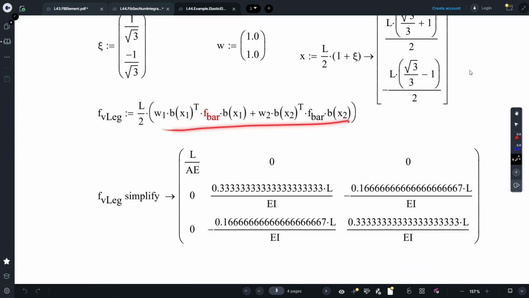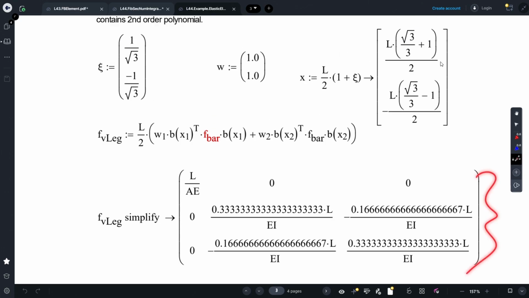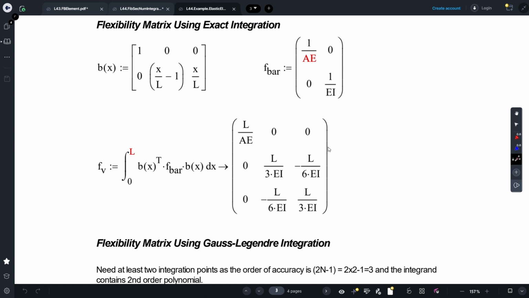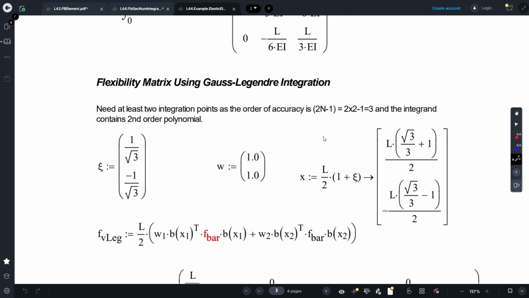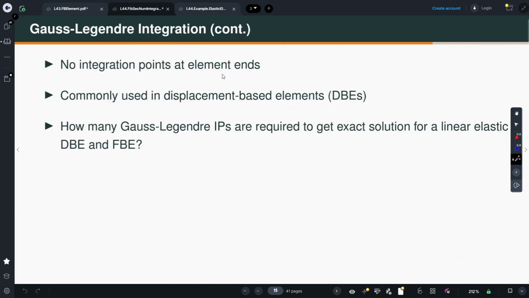What you see, you basically get exactly the same tangent flexibility matrix, which is for elastic. Okay. And this is identical to that. Okay. So, that means using a 2-point Gauss-Legendre, you can get the exact solution for displacement based or force based nonlinear beam column element. Okay.